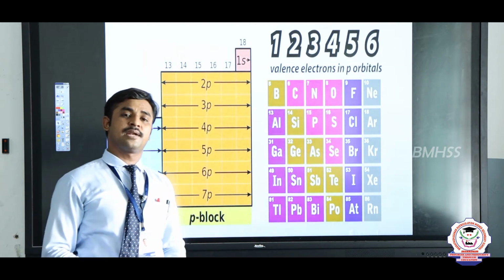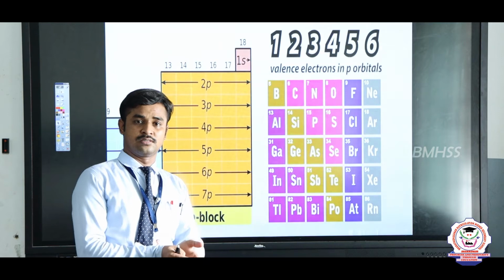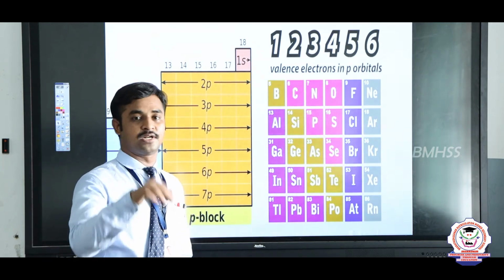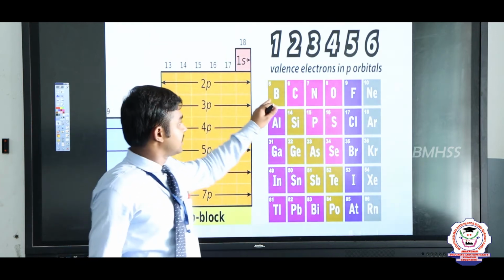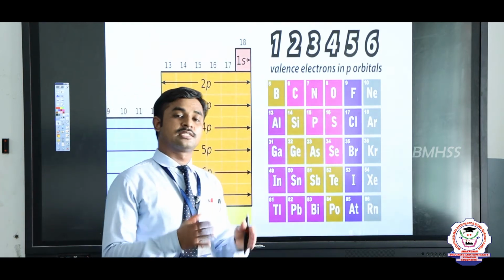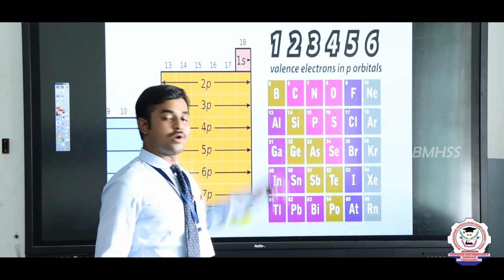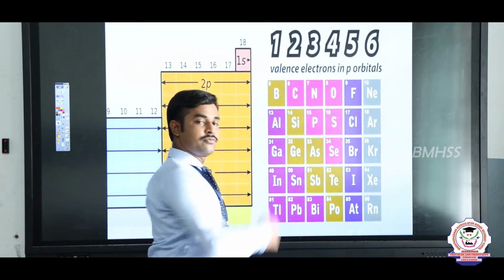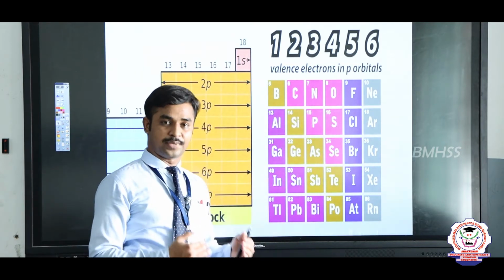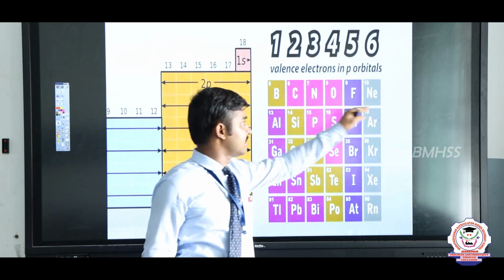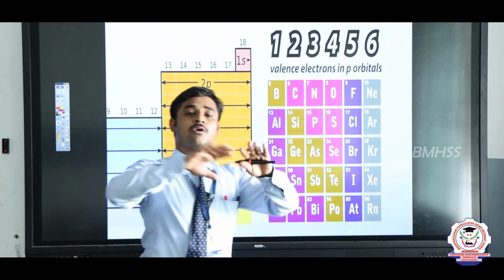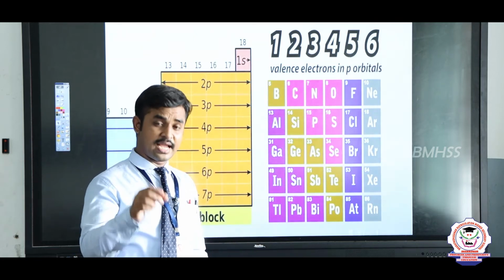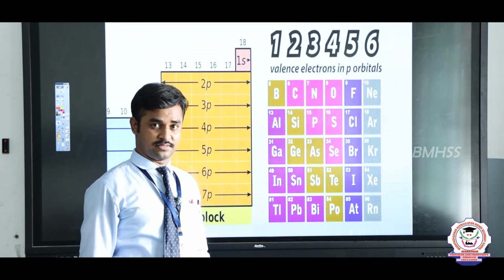How many electrons can be filled in the 2p orbital? 2p6. Good. So 6 electrons can be filled in the p orbital. But boron fills 1 electron in the 2p orbital and carbon fills 2 electrons in the 2p orbital. Like that, finally neon occupies all 6 electrons in the 2p orbital. So this is the electronic configuration of the p orbital.